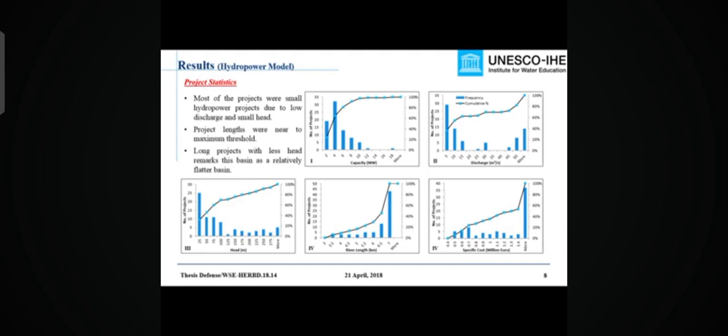After creating a discharge raster using the hydrological model, power potential assessment was done using the hydropower model. Altogether, 79 projects with a total capacity of 320 megawatts were identified in the basin. Various statistics were derived from the identified projects, mainly related to capacity, head, design discharge, specific cost, and so on.